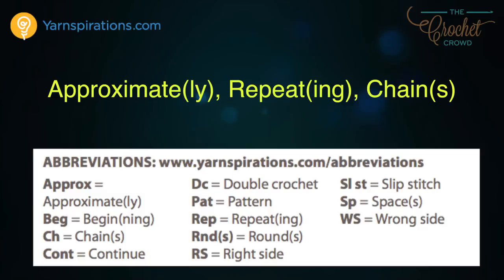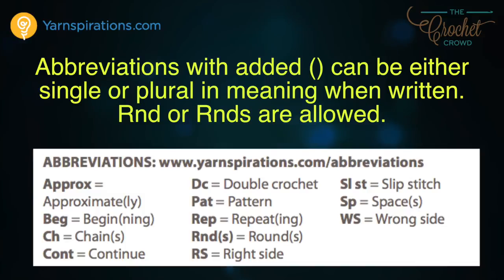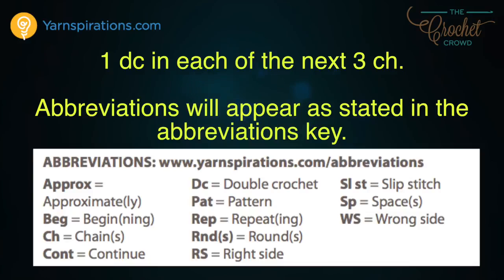This means that the abbreviation, when reading it, could have those added letters in your mind. Only abbreviations such as round with the s added to it can actually appear in the pattern as round or as rounds. One double crochet in each of the next 3 chain. In the abbreviations it has an s in the meaning for chain. So in your mind you will say each of the next 3 chains, but the s does not appear as the s in the meaning. As far as this is concerned, this is technically not an abbreviation to be used. So you will never see CHS short for chains. It'll always be CH for chain. And if it's a plural, your mind will say chains, but it will not be written as chains because it's not a standard of crochet.